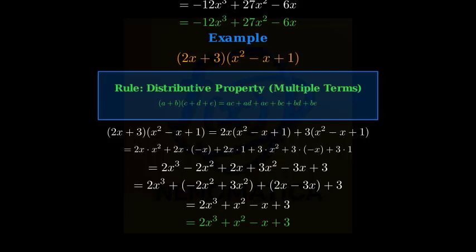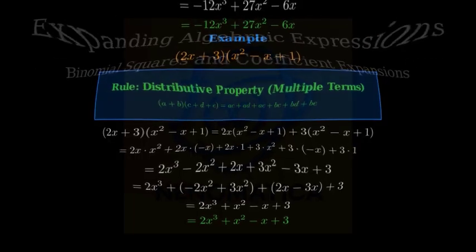We have 2x cubed as the highest power term. For the x squared terms, we have negative 2x squared plus 3x squared, which equals positive x squared. For the x terms, we have 2x minus 3x, which equals negative x. And finally, we have the constant term 3. So our final answer is 2x cubed plus x squared minus x plus 3.